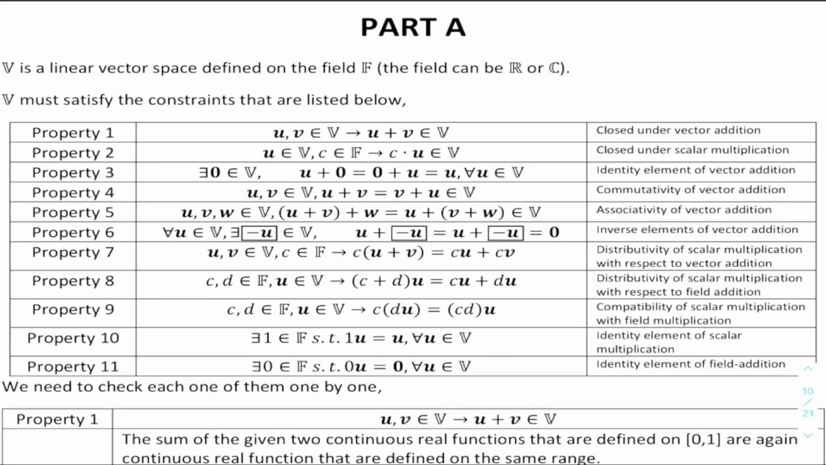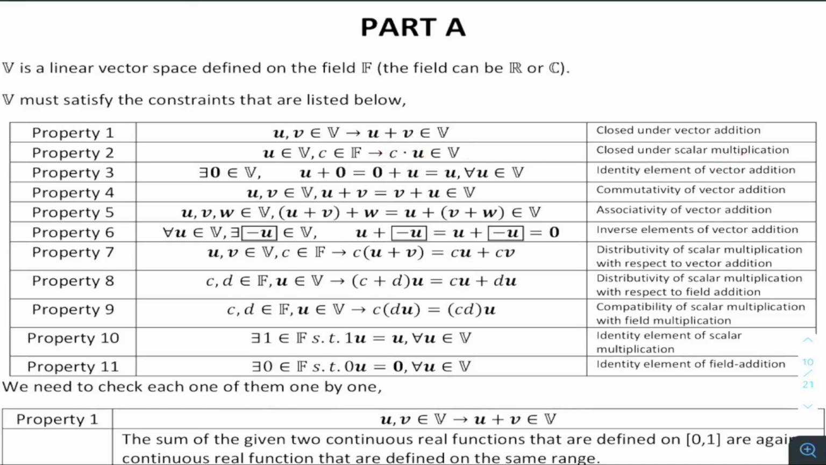Alright, I'm now looking at this. The first property is closure under vector addition. If we sum two vectors in that vector space, we would get something that is again in the vector space. This is property 1. And closure under scalar multiplication: we take some vector in that vector space and scale it using some real numbers, or a field, where field is a more general term. But first, it would be better to focus only on real numbers for the sake of simplicity. And this expression must be in the given vector space. This is the second property.